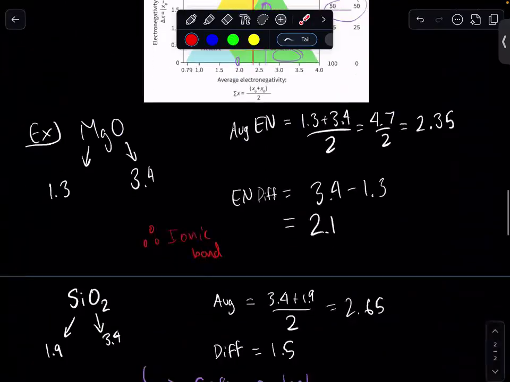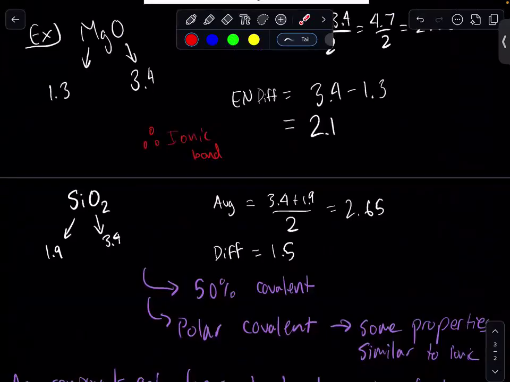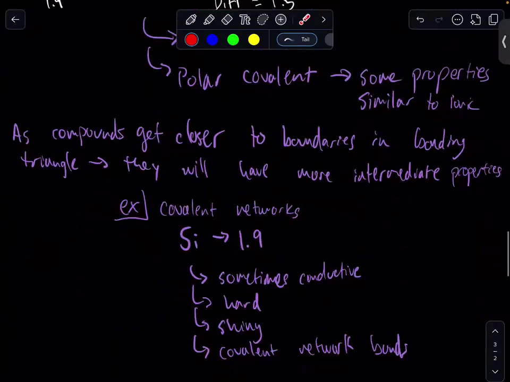So this triangle is going to help you determine where properties are going to lie. And so you just have to be confident in your usage of it.